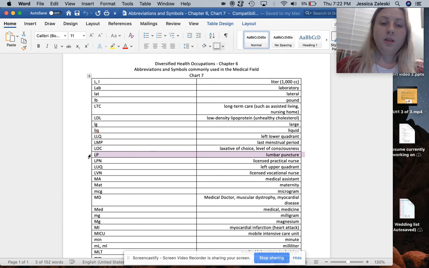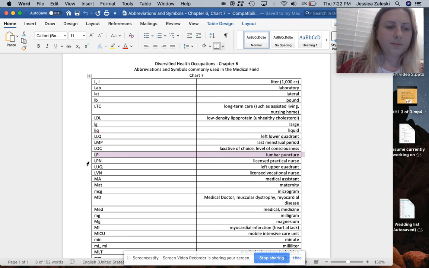LP, lumbar puncture. So this is where they go in through your lumbar vertebra into the lumbar section of your spinal cord, and they withdraw spinal fluid, cerebral spinal fluid, also known as CSF. This is a tricky procedure. They have to be very precise, and everything has to be very sterile. They do that to check for viral meningitis and some other neurological viruses or bacteria.